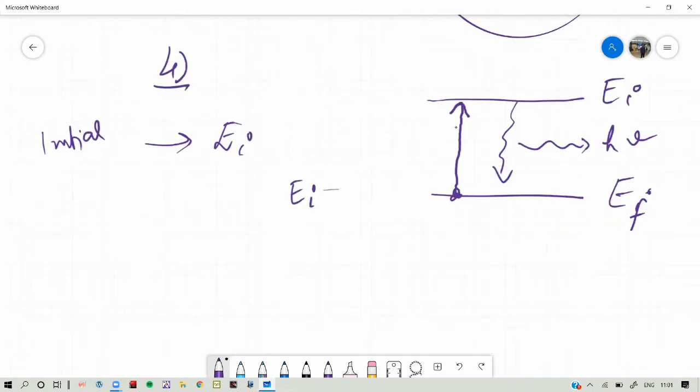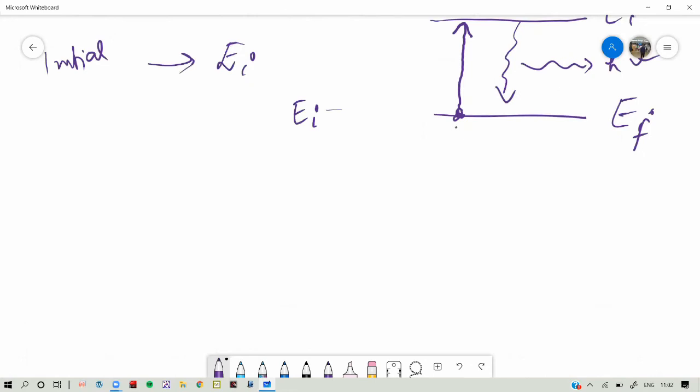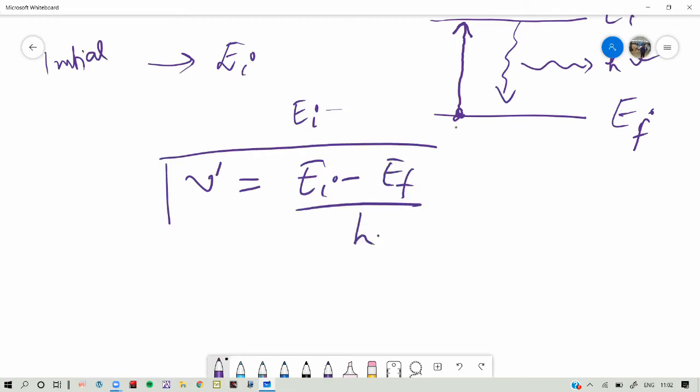In the same way, let us suppose the frequency of the emitted radiation is nu dash, and that is given by EI minus EF divided by h. This is the conclusion we can derive from Bohr's fourth postulate: the frequency of the emitted radiation is given by the initial energy minus the final energy, divided by Planck's constant h.